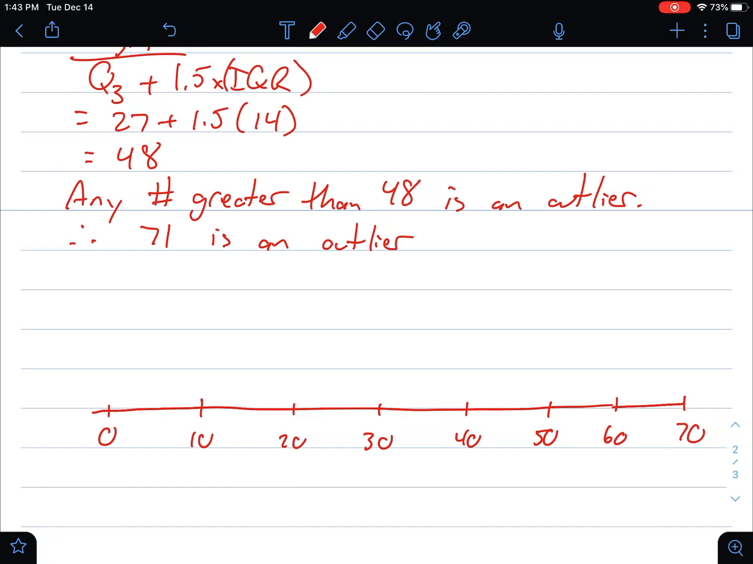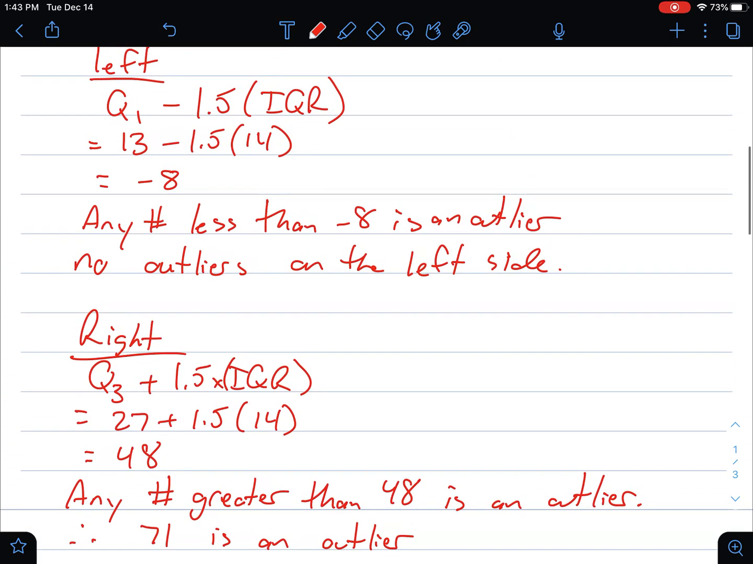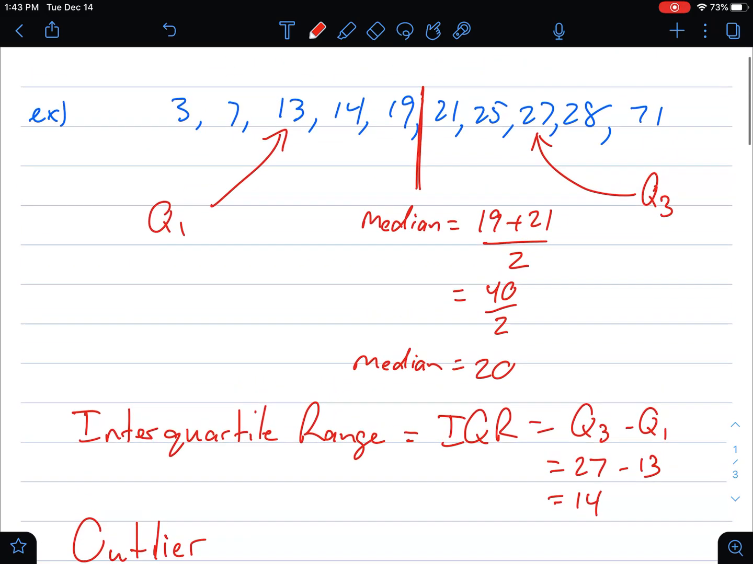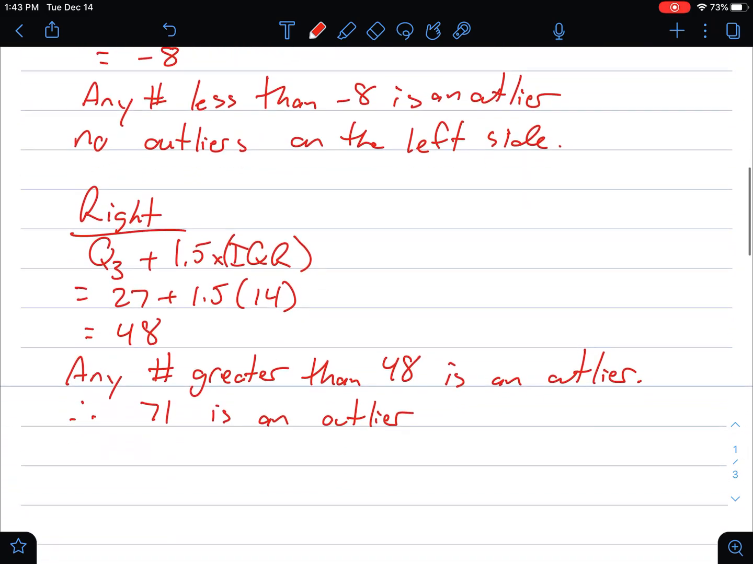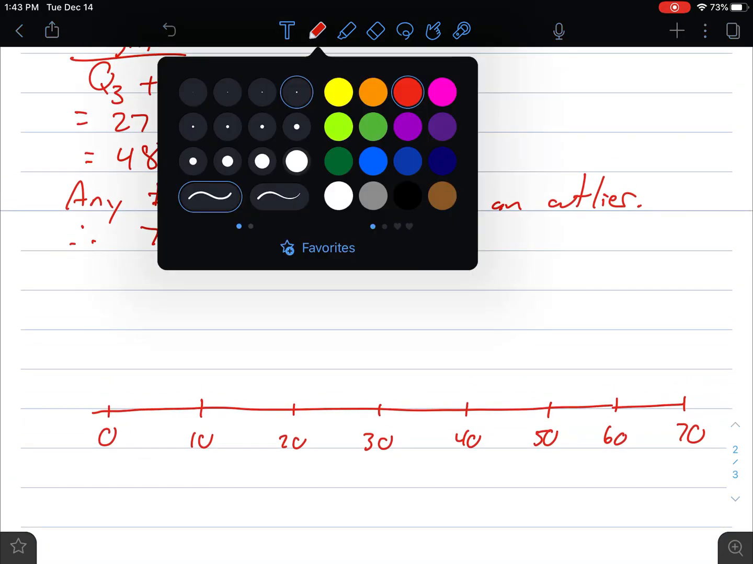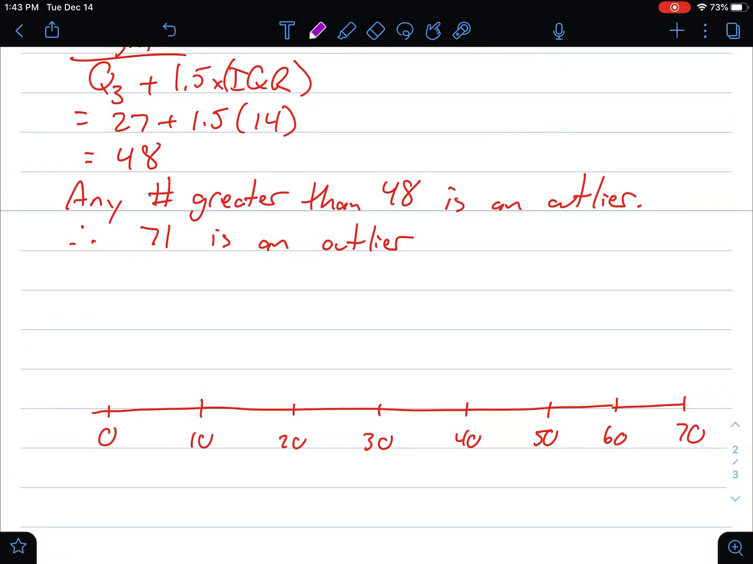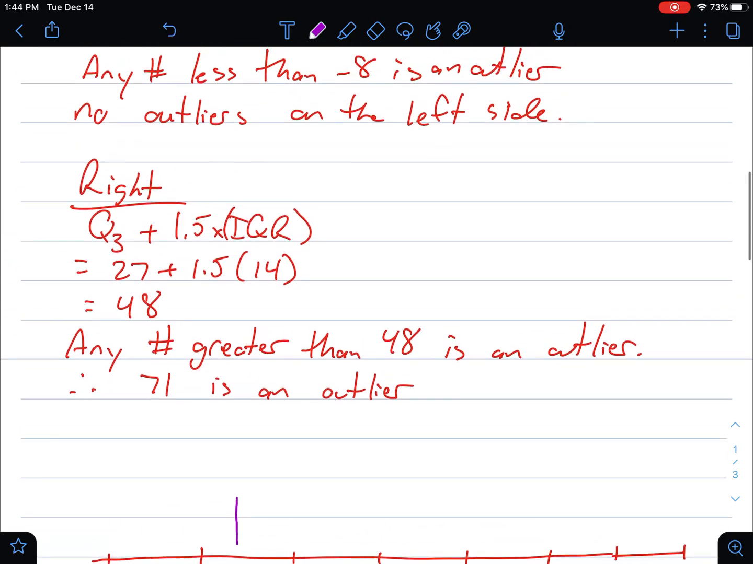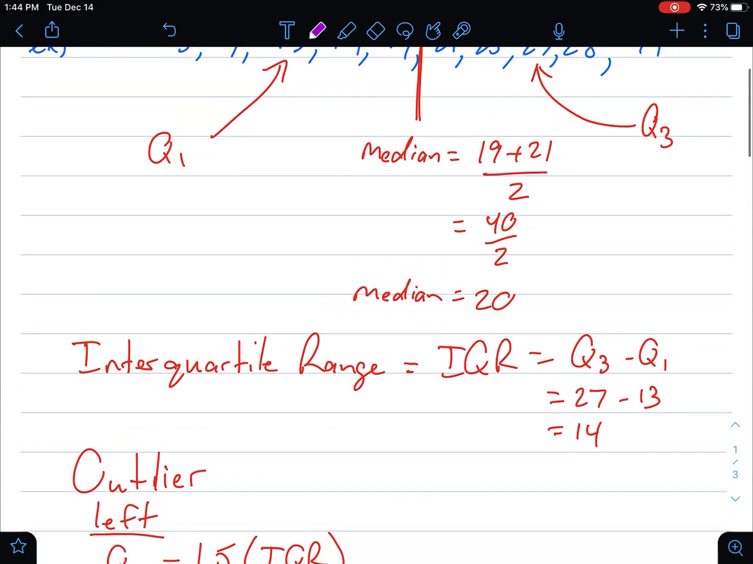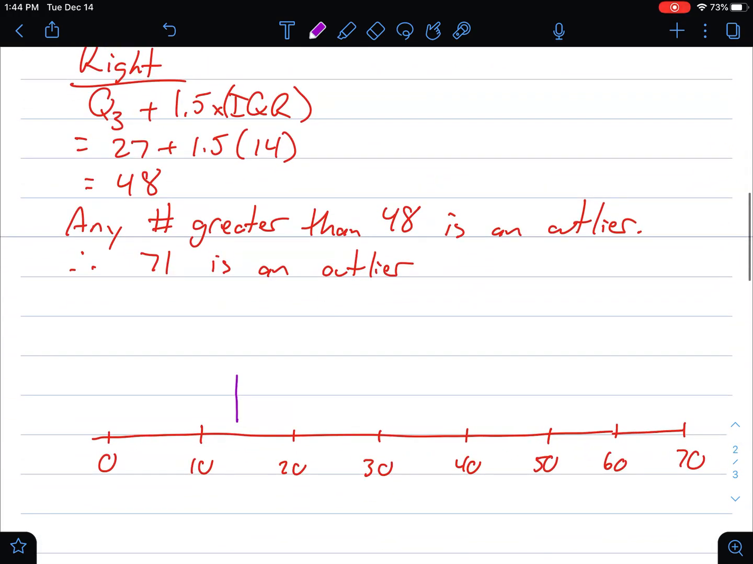Okay, so let's start off with the box itself. The first line of the box is going to be at Q1, which in this case is, what's Q1? It's 13. Okay, at 13 we're going to draw a line straight up and down. So I'll do it in purple. So here's 13. Draw a line like that. The median, that's the next line, is at 20. So at 20, draw a line straight up and down like that. The Q3 was 27. So that goes like that. And then we connect this. There's a rectangle. There's our box.